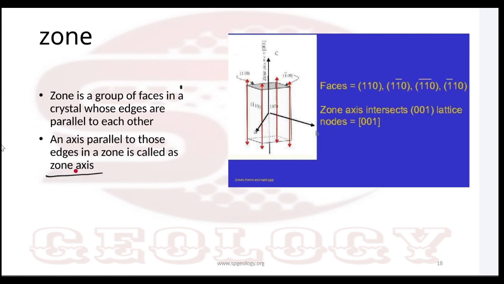So the zone axis, it is an imaginary axis that passes through the center of the crystal and is parallel to the faces in the zone. And the zone is a group of faces whose edges are parallel to each other.